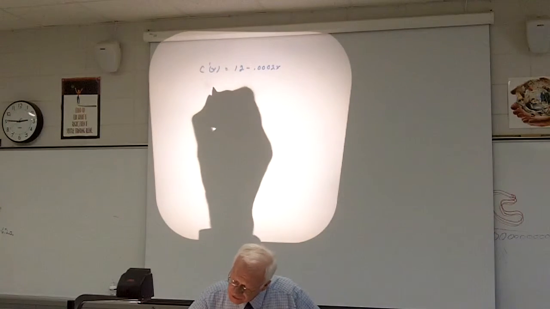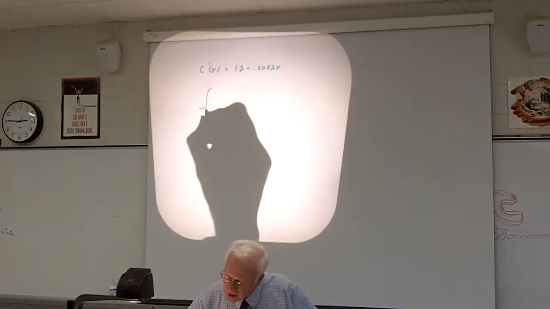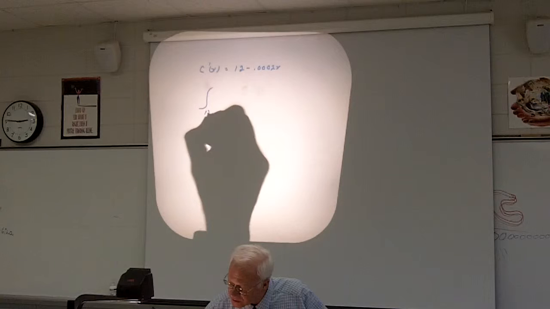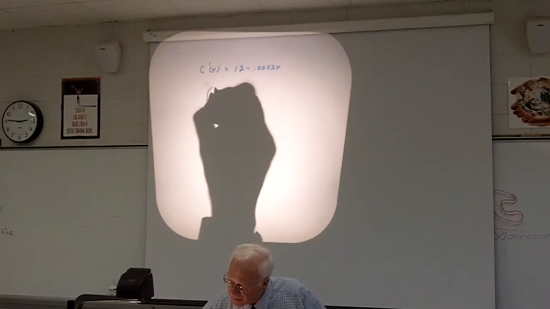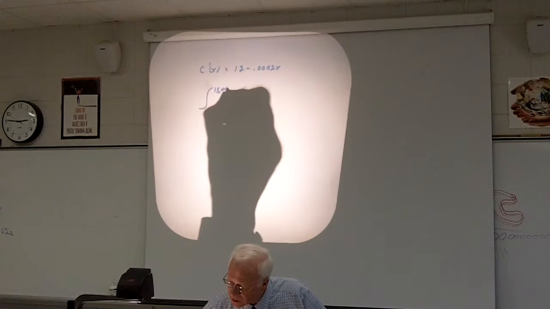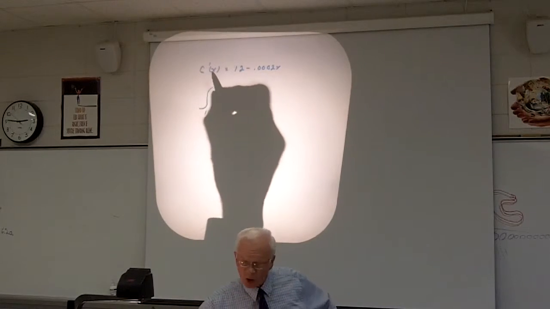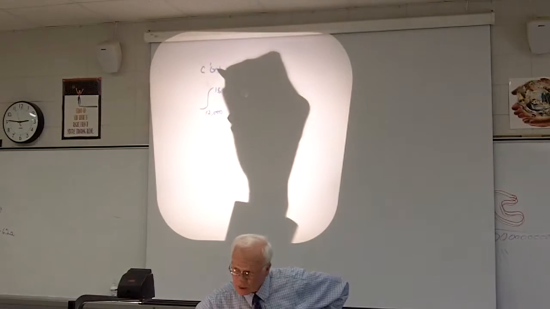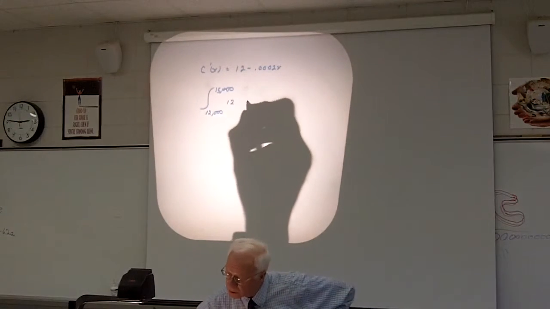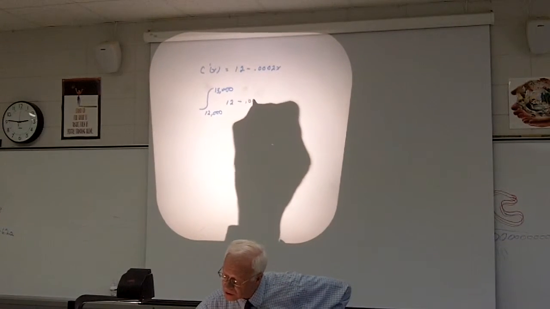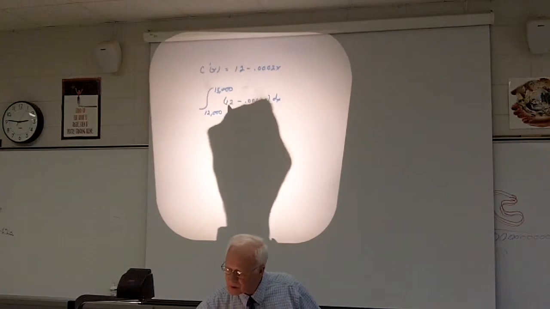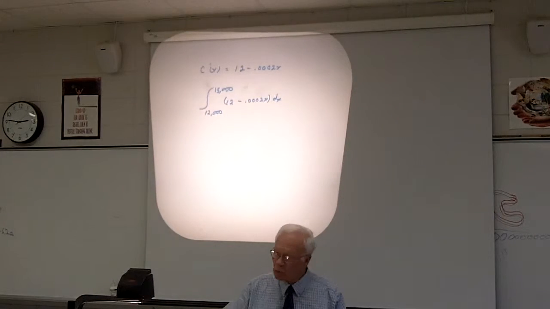Now, the problem says, what is it going to cost me to go from 12,000? I've been making 12,000, but I want to make 15,000. What is that cost going to be? And this is the change of cost. See? So this is like this, and that's why we got that rate in our integral, 12 minus 0.0002x. And you see this is extremely easy. Okay? Any questions about the manipulation of that?